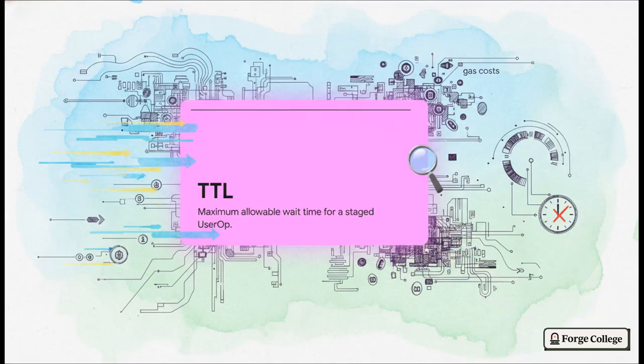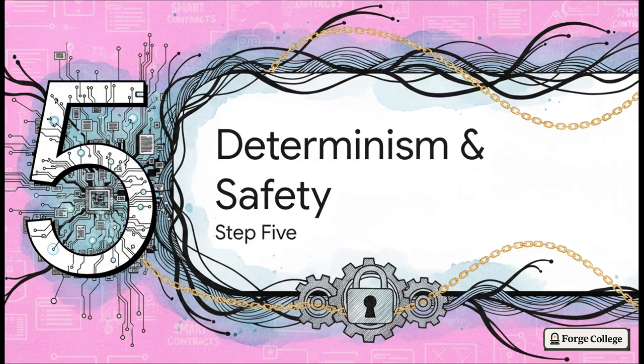Let's isolate one of those critical dials for a second. TTL, or time to live. This is the maximum allowable wait time for a UserOp in the staged queue before it absolutely must be packaged or dropped. A short TTL is fantastic for a snappy, low-latency user experience. Your users are going to love how fast it feels. But the downside is it hurts your per-operation gas costs because you're basically forced to send out smaller, way less efficient bundles. And that brings us to step 5, determinism and safety.